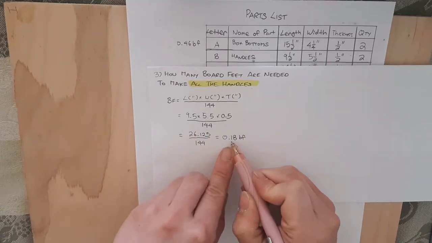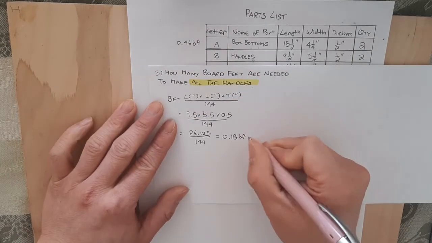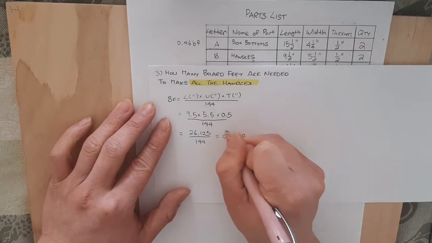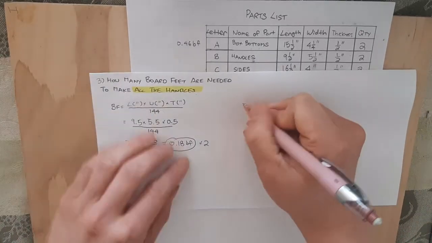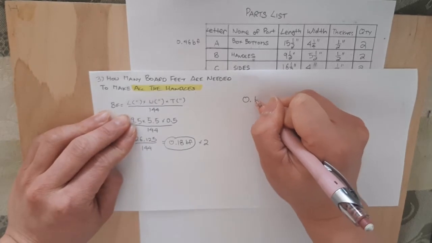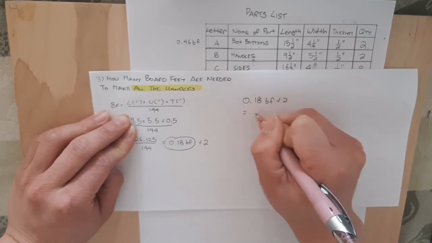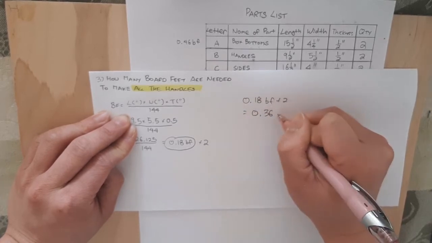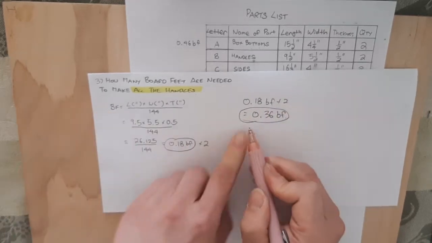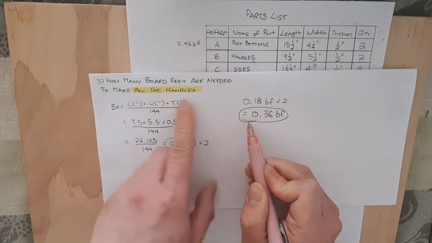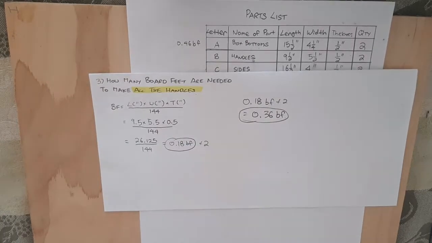Now remember, this is just for one of those pieces, and since there are 2 of these, I'm going to need to multiply this by 2. So 0.18 board feet times 2 is 0.36 board feet. So that is the amount of board feet needed for all the handles. I'm going to go ahead and write that down there.